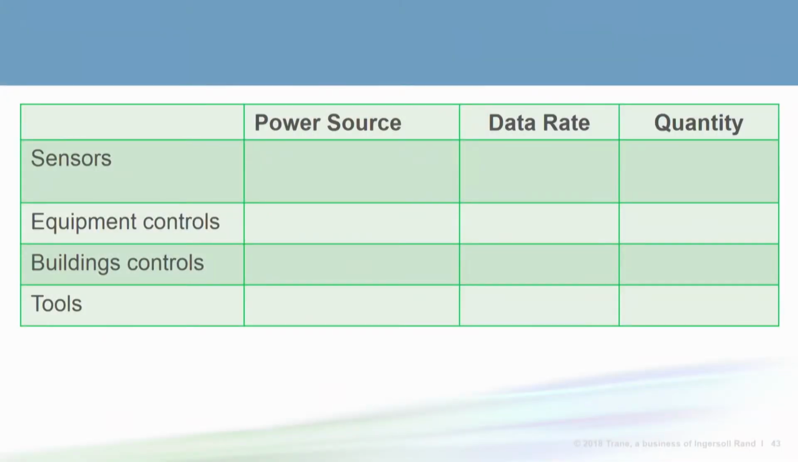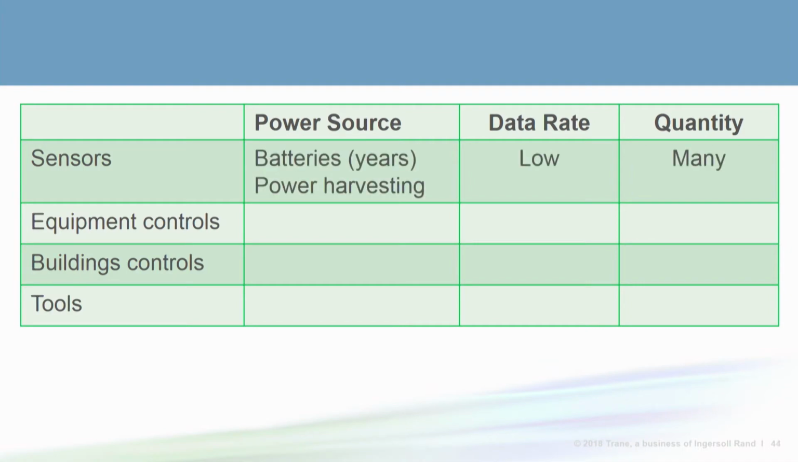You've surely heard about Wi-Fi and Bluetooth, and there are other technologies now available for commercial HVAC. In a bit, I'll describe the differences in these technologies and where they are best applied. But first, I think it's helpful to differentiate the four categories of HVAC control devices: sensors or end devices, equipment controllers, building controllers, and tools. Along the top of this matrix are key differentiators for these devices like power source, the data rate or amount of data that needs to be communicated, and the quantity of devices typically found in a building.